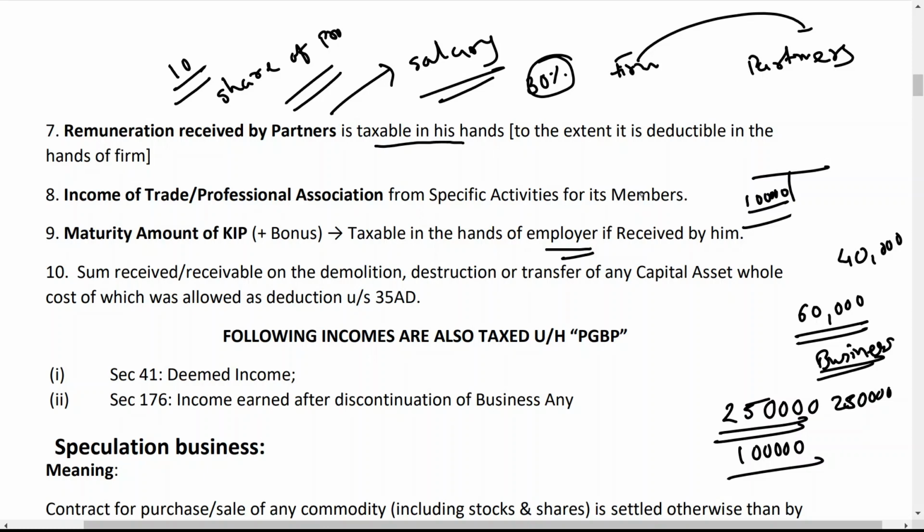Then, sums received or receivable on the demolition, destruction or transfer of a capital asset, where the whole cost of the asset was allowed as a deduction under section 35AD. Means if you have claimed the deduction for it, if the capital asset was treated as an expense under section 35AD, then at the time of transfer, destruction or demolition, whatever amount you have received is taxable under the head PGBP.